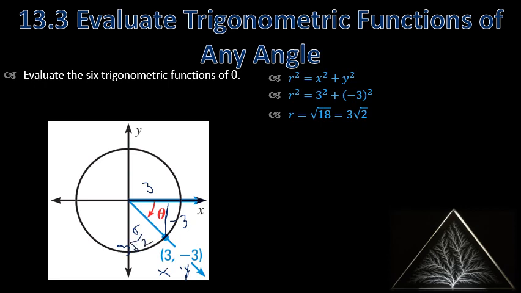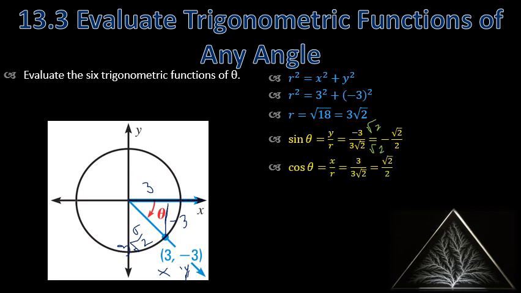So now just fill in the formulas. Sine is y over r. So that'd be -3 over 3 square root of 2. Okay, we need to multiply the top and bottom by square root of 2 to rationalize it. And the 3's cancel out, so it'll be negative square root of 2 over 2. Cosine is x over r. So that's 3 over 3 square root of 2. You need to rationalize that one, multiply the top and bottom by the square root of 2. The 3's cancel out, and you have square root of 2 over 2.